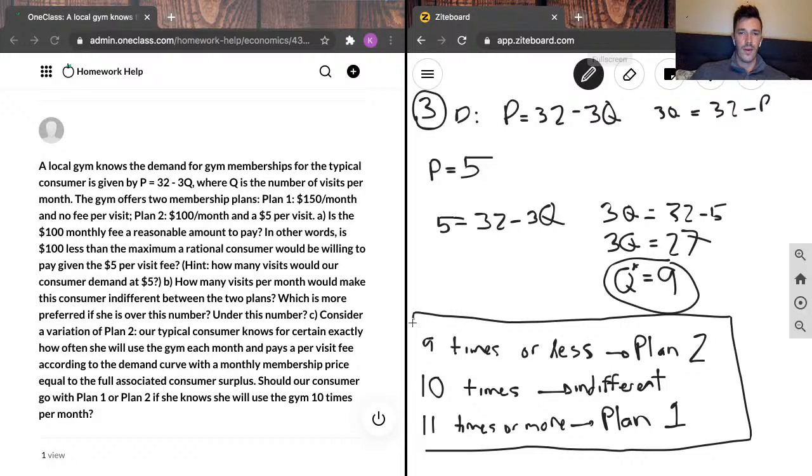If we go 9 times or less to the gym, plan 2 is preferable because you're going to be paying between $100 and $145, depending on how many times you go. If you go exactly 10 times, they'll be indifferent between the 2 plans because it'll cost you $150 either way. And if you go 11 times or more, you're going to go with plan 1, which will cost you $150. Because if you went with the other one, you would pay between $155 to infinity, I suppose.